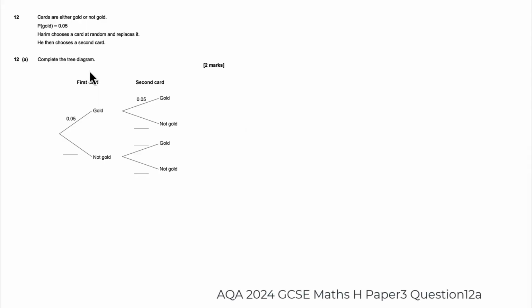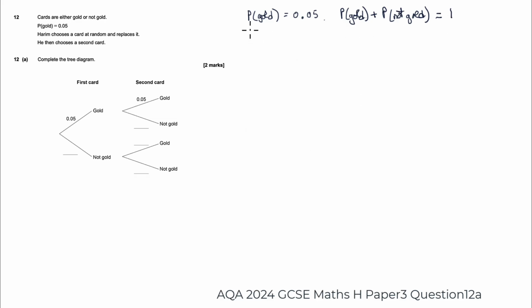Well, here's question 12, and we've got Haram with his pack of cards. Cards are either gold or not gold, and we're told that if he chooses a card at random, the probability that it's gold is 0.05. Now, since there's nothing but gold or not gold in his pack of cards, what's the probability that he gets either a gold card or a not gold card? Well, that's an absolute certainty. If he chooses, he's going to get either gold or not gold. So the probability of that happening is 1.